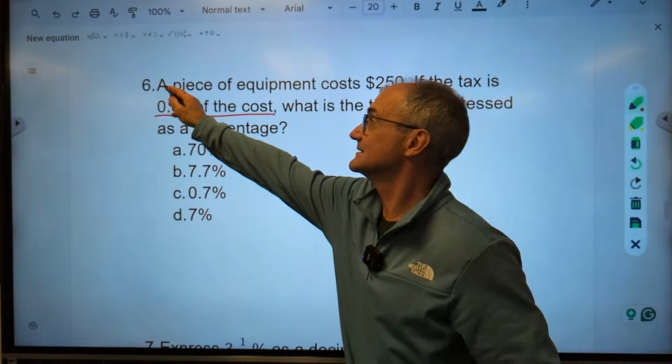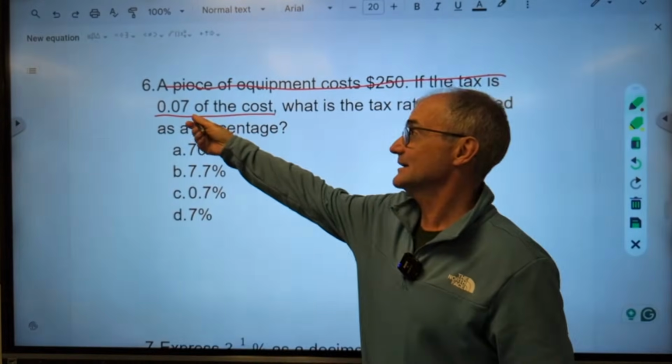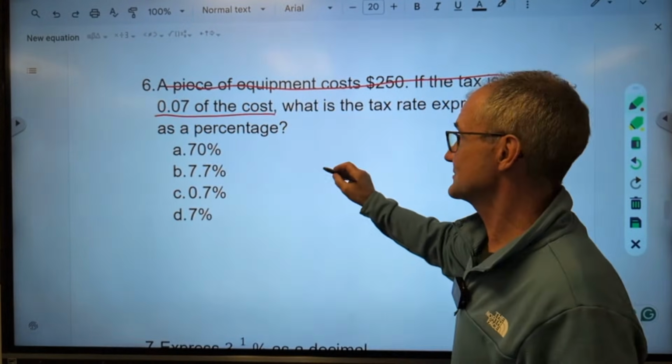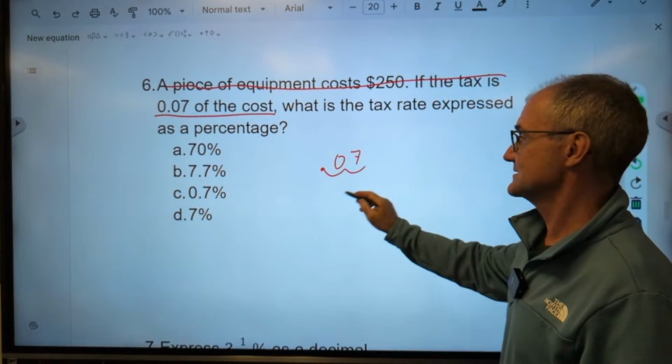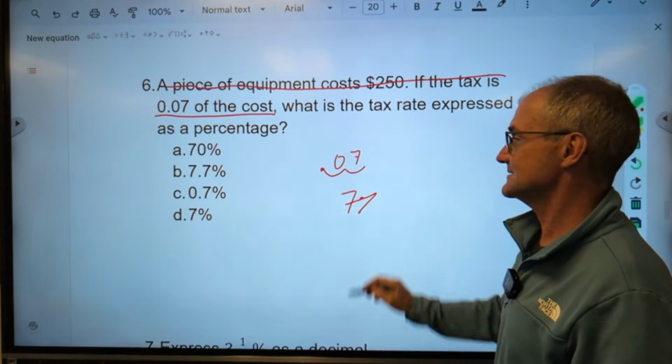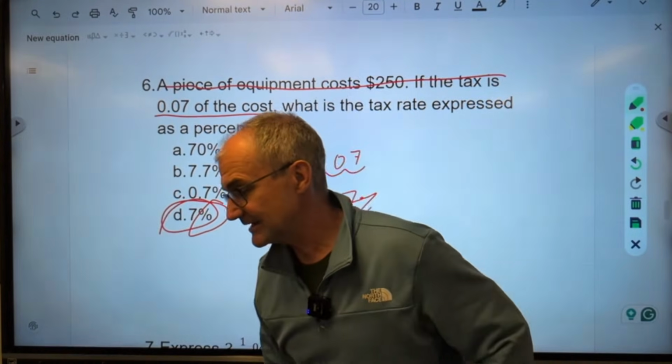All of this is just a distractor. You don't need to know any of that. You just say, if this is my decimal, convert to a percent. 0.07 as a percent is 7%. Correct answer, answer D right there. There we go.